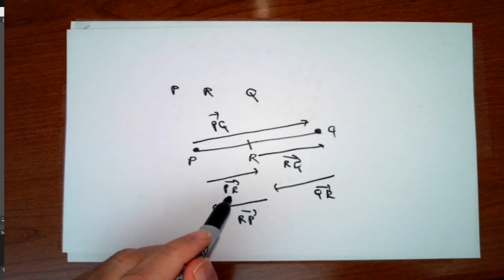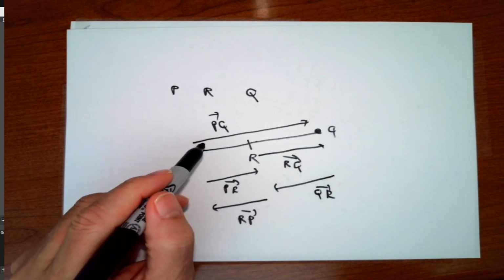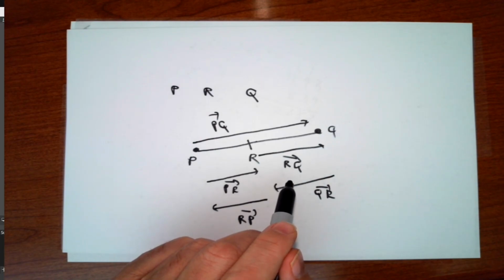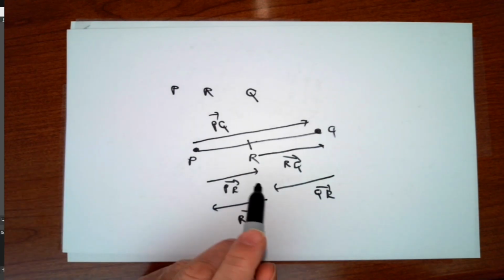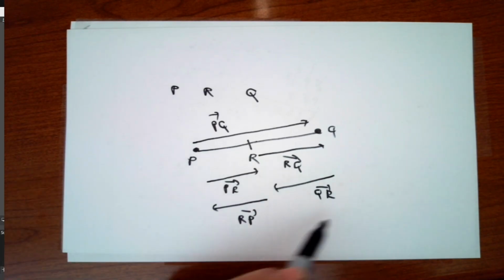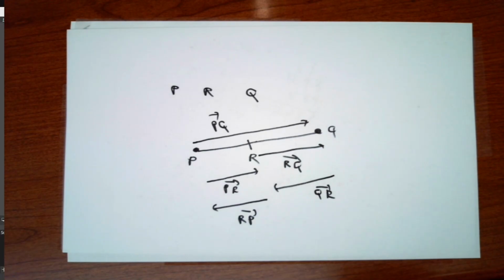All of these vectors would be multiples of each other. P to R, for instance, might be a third of P to Q. R to Q might be 2/3 of P to Q. R to P might be negative 1/2 P to Q, and Q to R might be negative 1/2 times P to Q. I can determine this by looking at whether or not one of the vectors involved is a multiple of the other one.